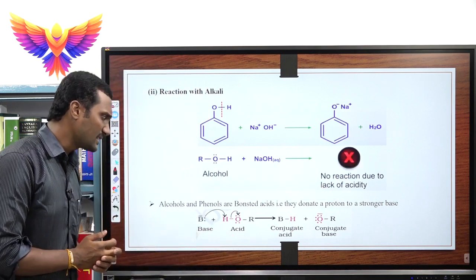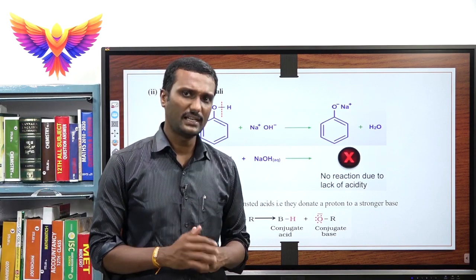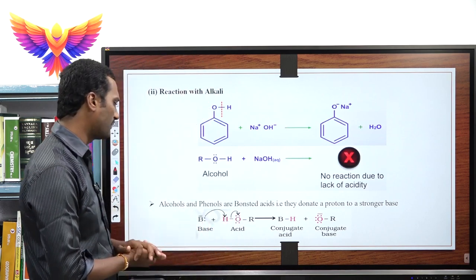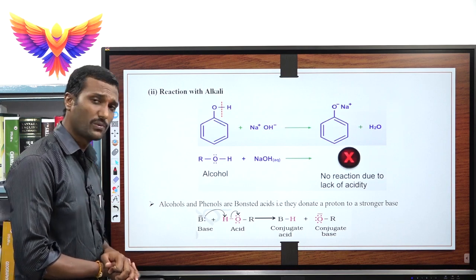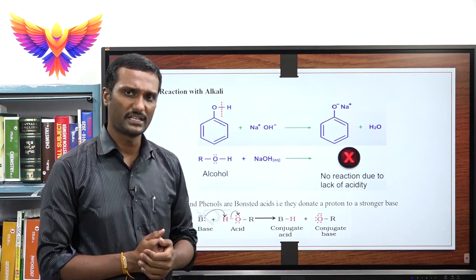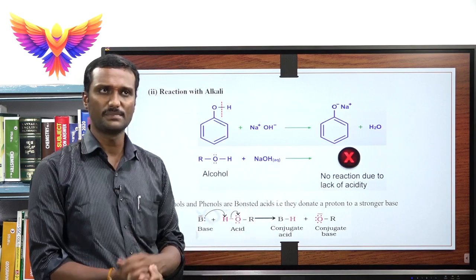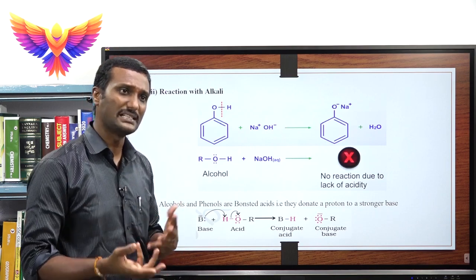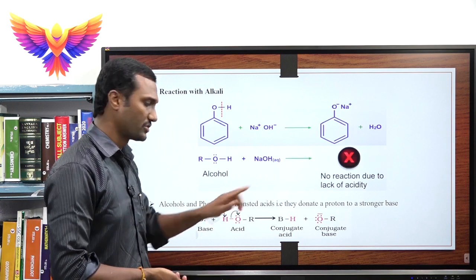Now as I said, alcohol is versatile in nature: it acts as a Lewis acid and as a Lewis base. In the example I have taken, alcohols and phenols act as a Bronsted acid. What is meant by a Bronsted acid? It donates a proton to a stronger base. The base is what accepts hydrogen. So donating hydrogen means it is strongly acidic in nature, and that we call a Bronsted acid.